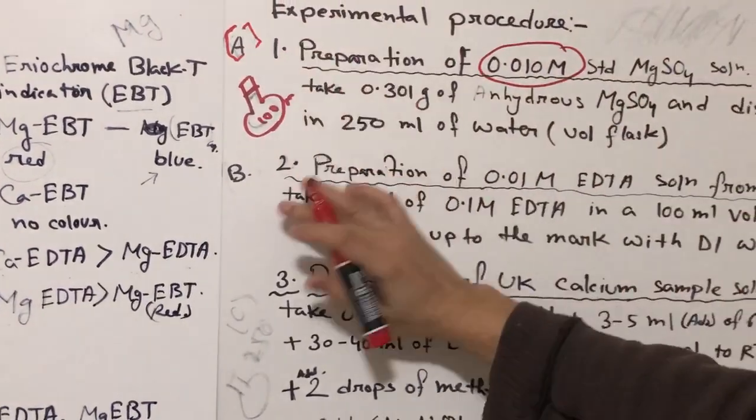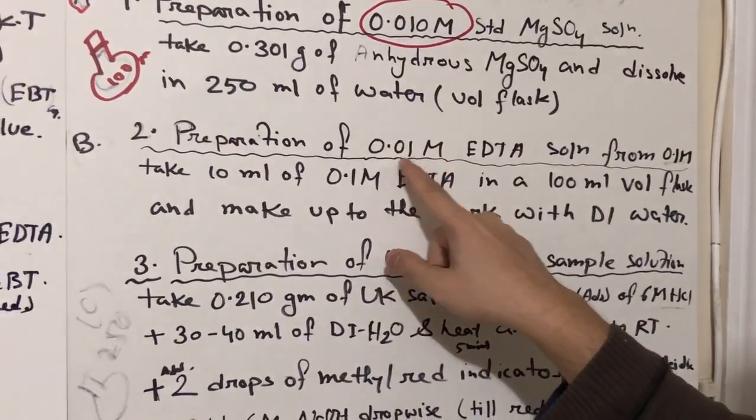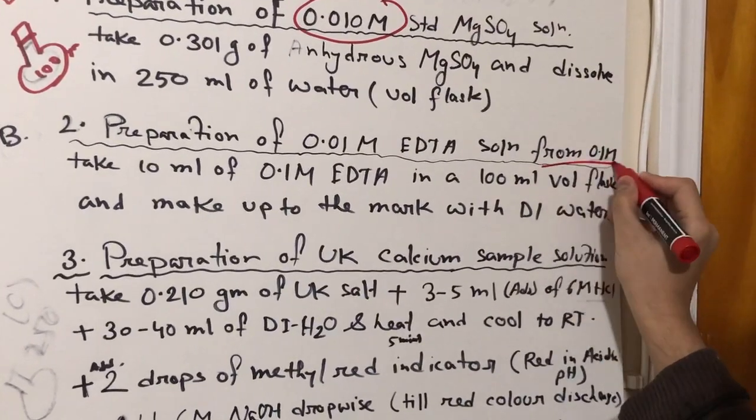And solution B, how can you prepare? You can prepare the 0.01 molar EDTA solution from 0.1 molar EDTA.